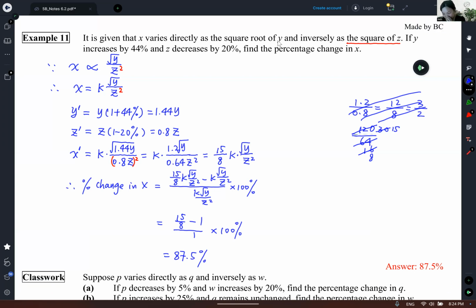Isn't it? Now I was reading it wrong. And also I think sometimes when you see square root and square, don't mess them up. It's very different, the result, if you mess them up.